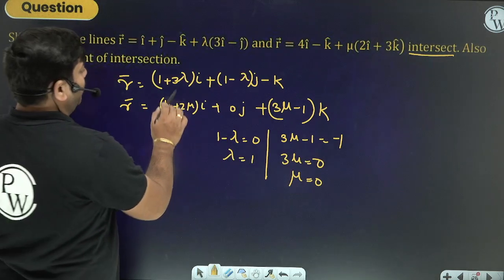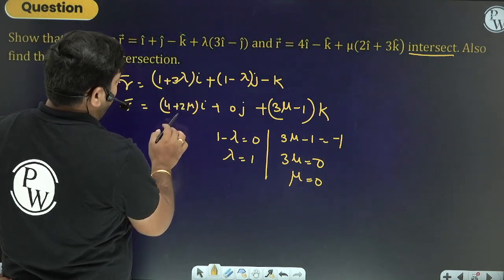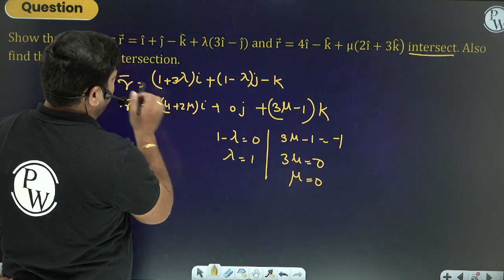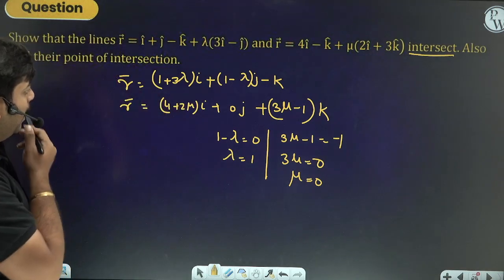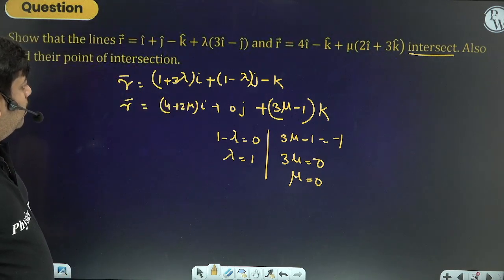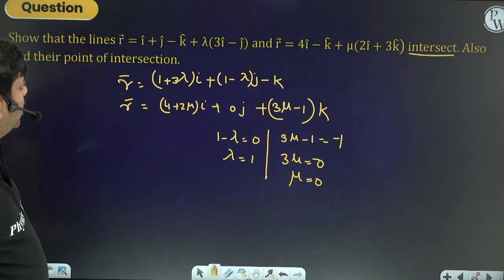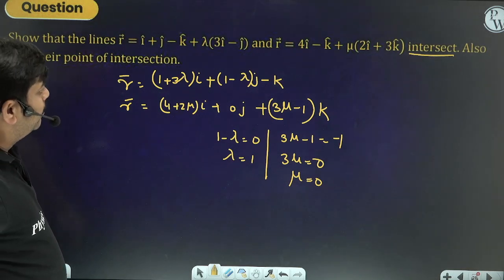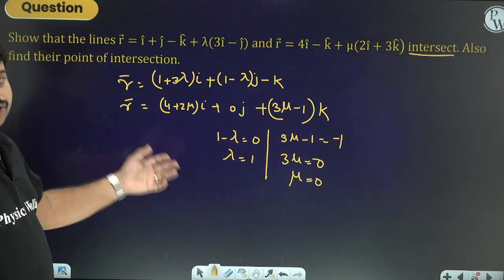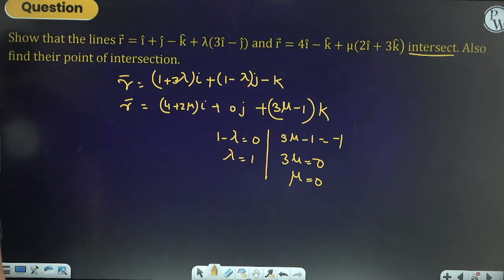Lambda equal to 1 gives 1 plus 1, 2i. And mu is 0, gives 4i. So are we getting the same value for lambda and mu? We are not getting the same point. That means there is a mistake, maybe some reading mistake or some mistake we have made. So please cross check that once. Everyone, please cross check that and tell me what is the mistake that we have made here.